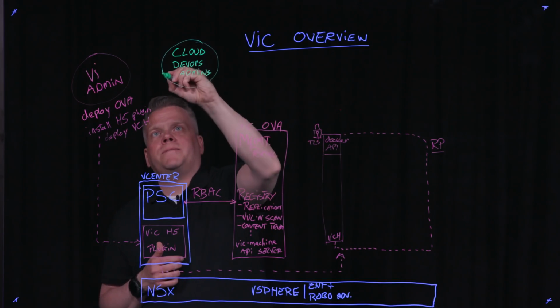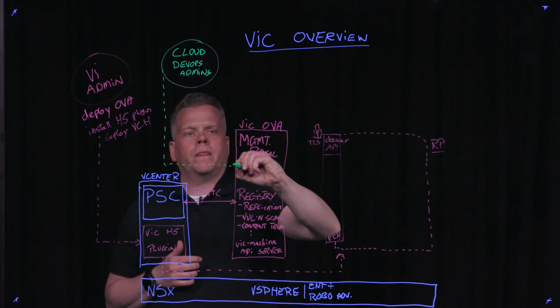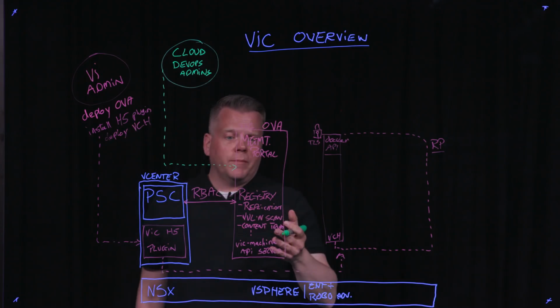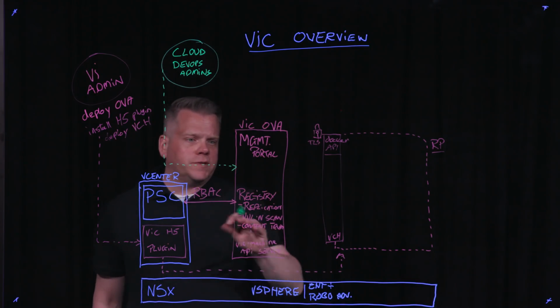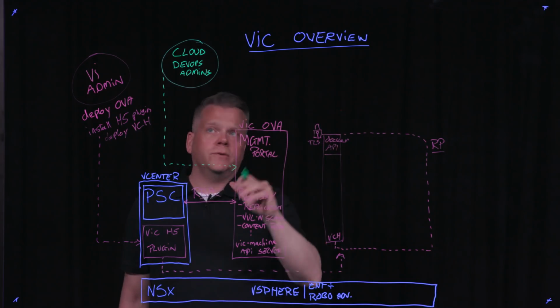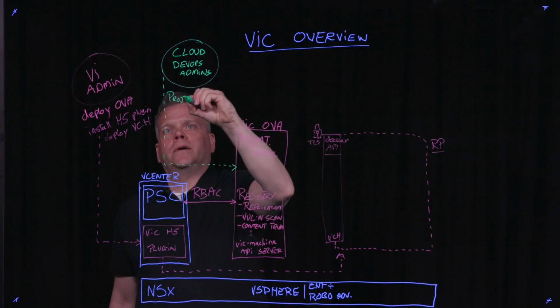So the cloud and the DevOps admins will actually connect to my management portal, and they'll be able to perform a few tasks. The first thing they need to do is to set this up and set some users up so that I can actually have a developer come in and use this. So the first thing we're going to talk about is the project.